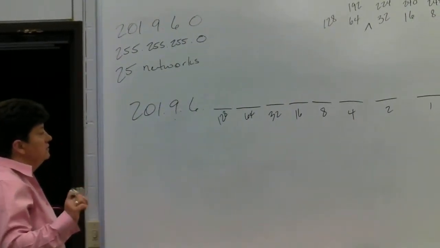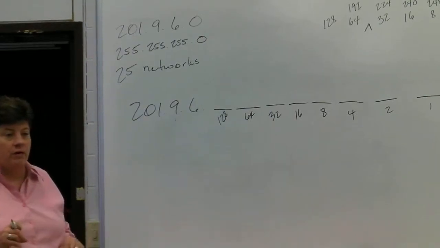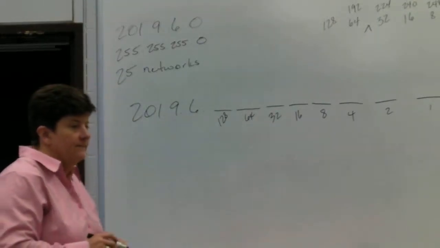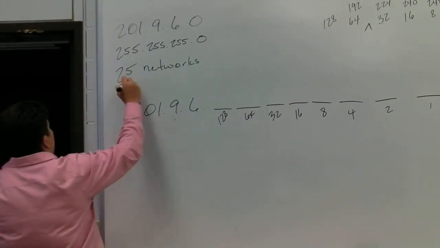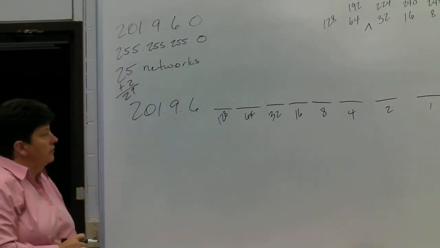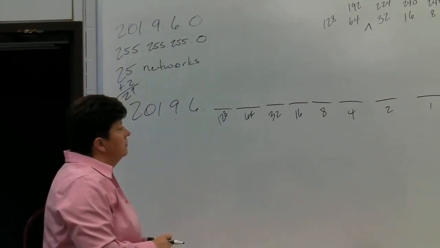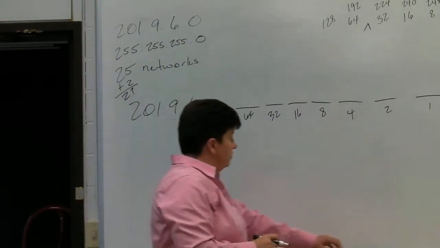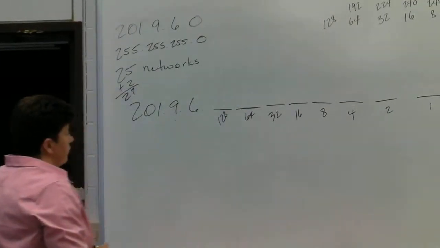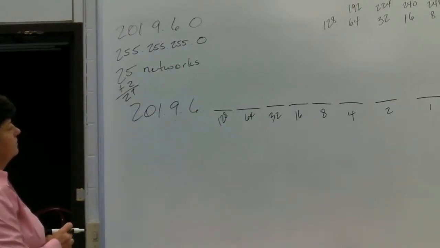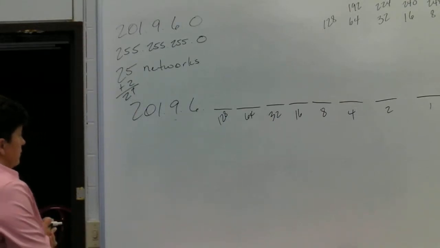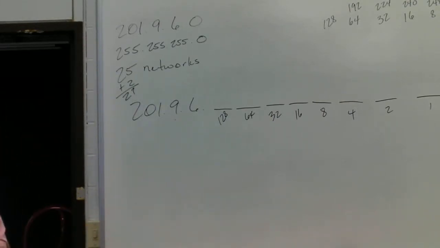Okay, Class C, we've been asked for 25 networks. What do we do first? Add 2. So I'm going to add my 2. 27 networks. What do I do now? Figure out how many bits. Okay. So how many bits? 5. Yes. And what do I do now?